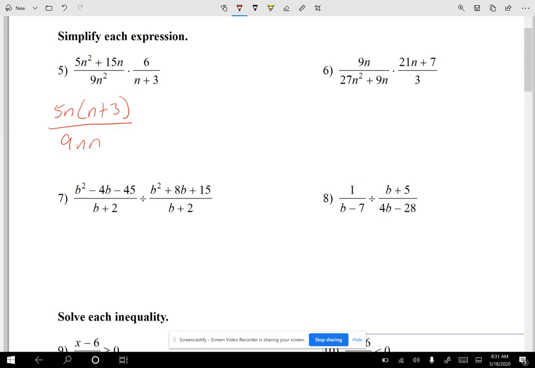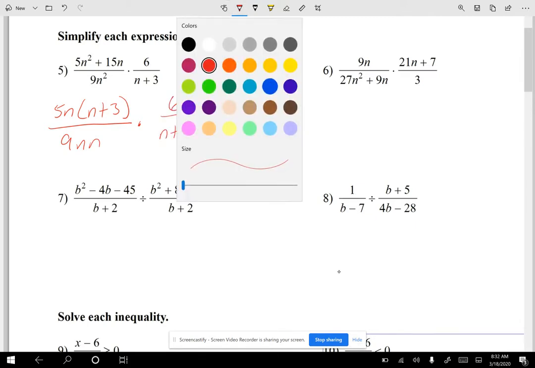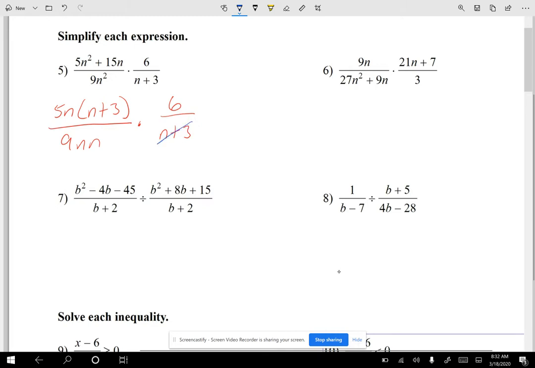The n squared, I split it as n times n. Second fraction, I have a 6 on the top and an n plus 3 at the bottom. Now, let me cancel any common factors. The n plus 3 with the n plus 3. The n with the n. That's why I actually split the n's. Now, I see a 6 and a 9.